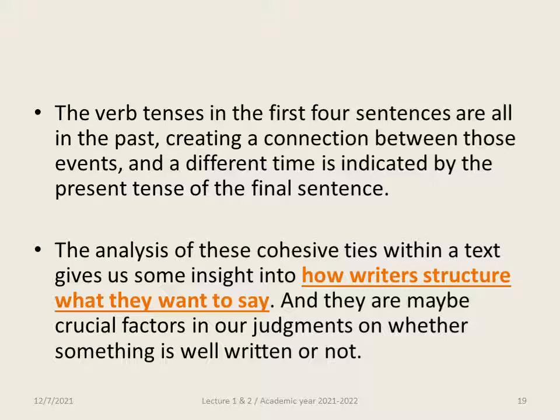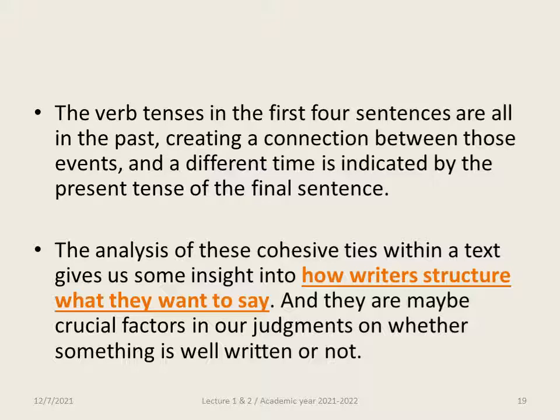If we have any key terms here, like for example money, we have some words that come with the word money, like buy, sold, expensive, cheap, and so on. These are all purely linguistic, and the existence of these manifestations of language creates a kind of cohesion inside the text. So the analysis of those cohesive ties within a text gives us some insight into how writers structure what they want to say.